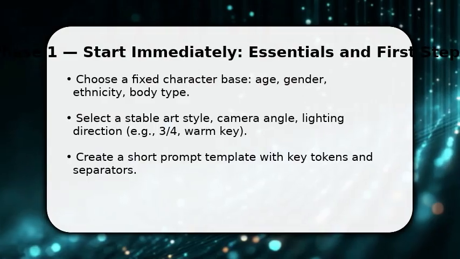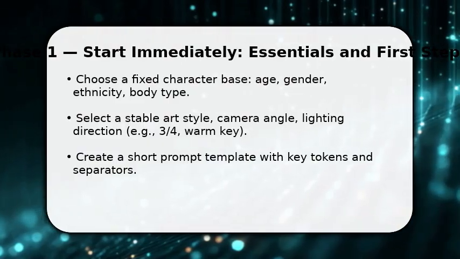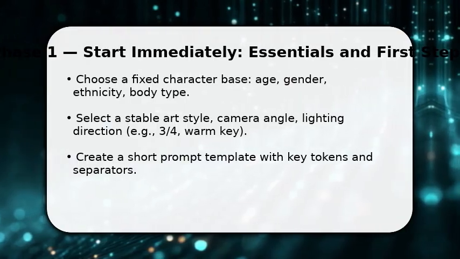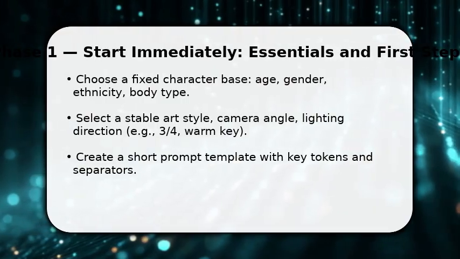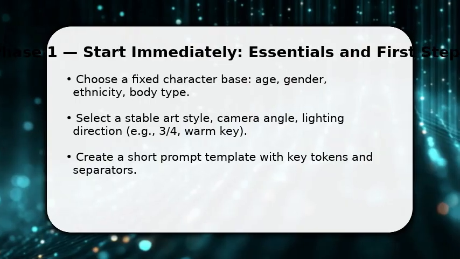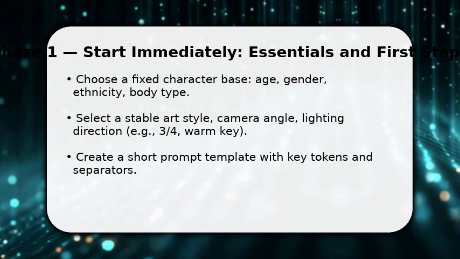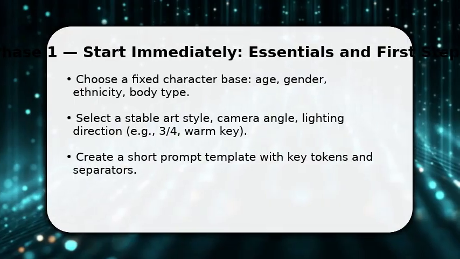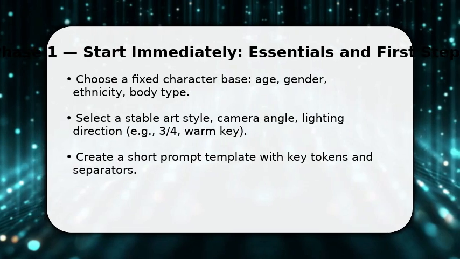You start by locking the essentials: a fixed character profile and a repeatable art style, because consistency comes from the same inputs. Write a concise prompt template that lists age, body type, clothing, expression, and camera angle. Use separators like commas or pipes. Once done, store a few variants for wardrobe or pose, but keep the core tokens identical. This reduces randomness and guides the model to reuse the same visual anchors across generations.